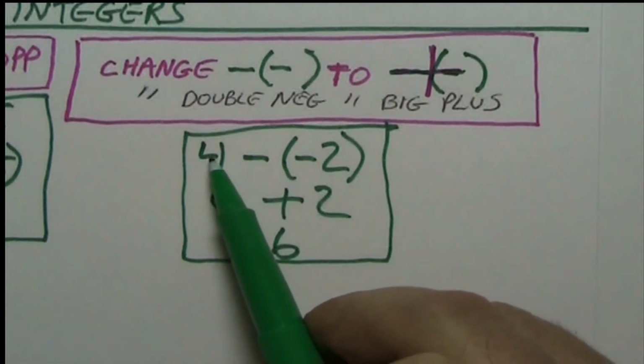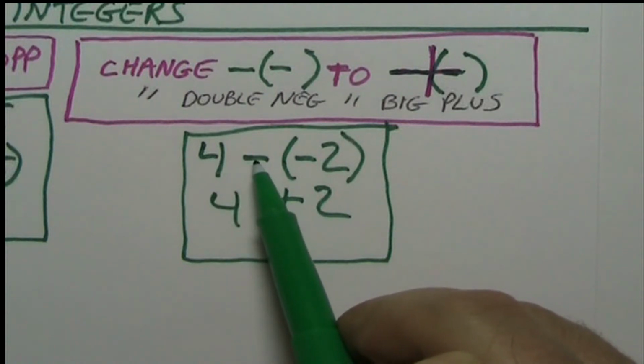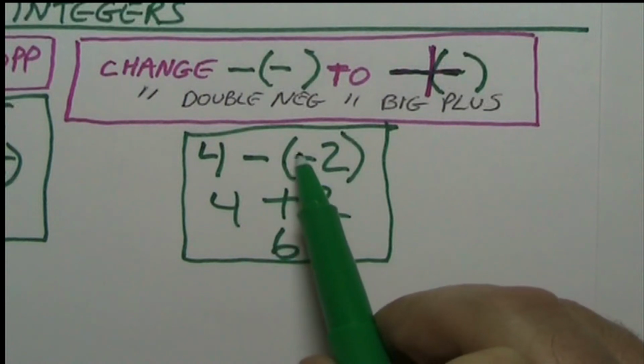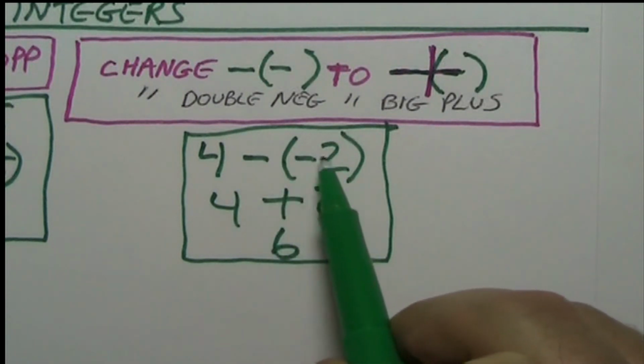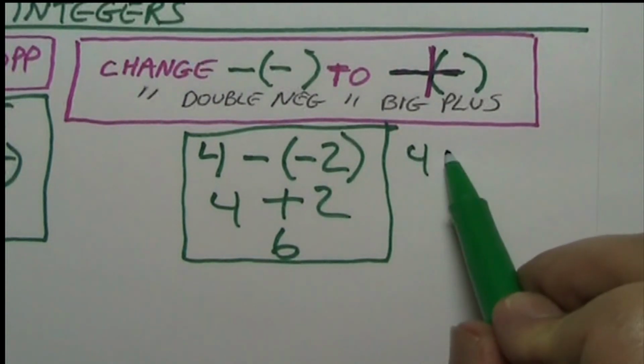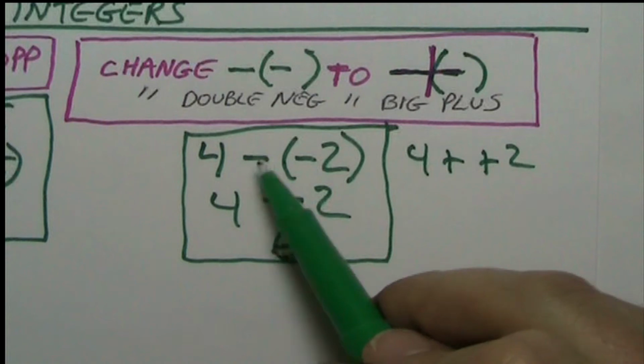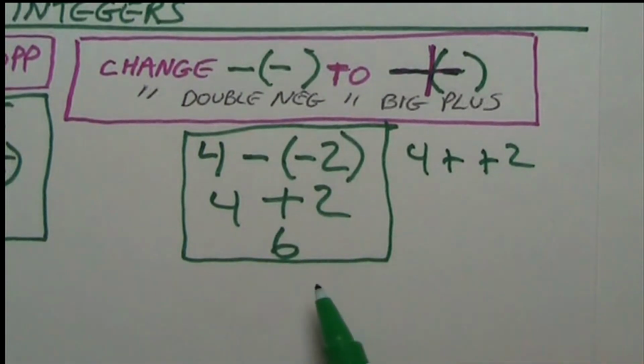And by the way, if I'm going to follow my rules, subtracting is the same thing as adding its opposite. Adding its opposite, that means I'd plus a positive 2. It would be 4 plus positive 2. Adding its opposite.